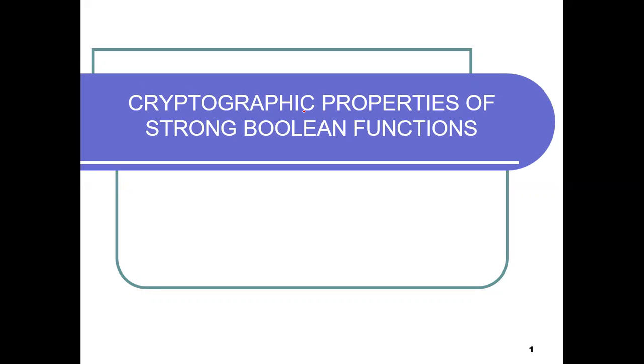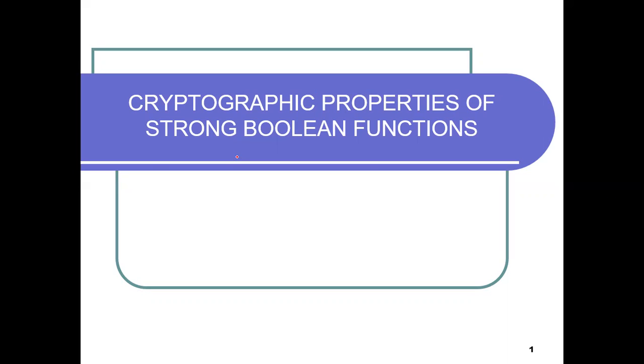So, first of all, I have divided this topic into three subtopics. First one is Boolean functions, then some cryptographic properties of Boolean functions, and finally, we will discuss nonlinear confusion components and how one can classify different types of nonlinear Boolean functions.